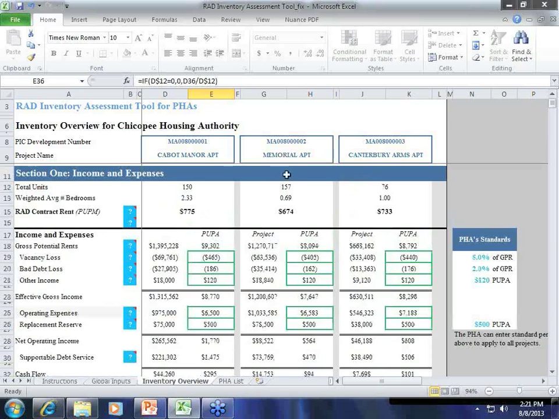Next property we're going to look at is Memorial Apartments, 157 units. Again, weighted average bedroom 0.69, so it looks like it's mostly efficiencies and one-bedroom units.